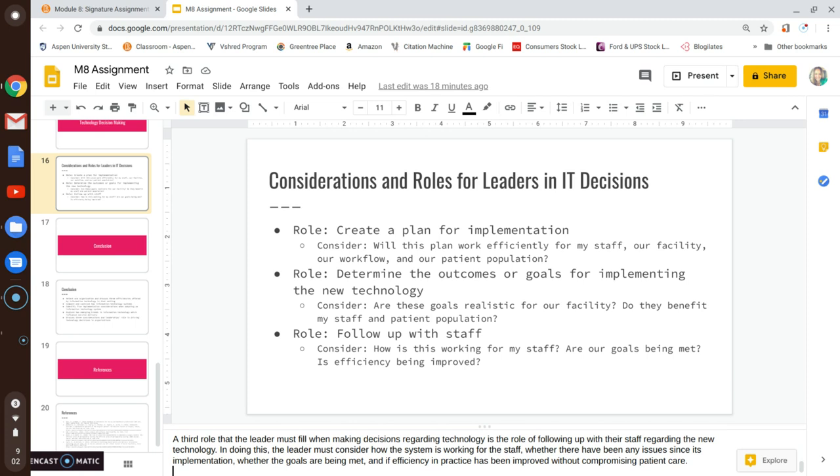A third role that the leader must fill when making decisions regarding technology is the role of following up with their staff regarding the new technology. In doing this, the leader must consider how the system is working for the staff, whether there have been any issues since its implementation, whether the goals are being met, and if efficiency in practice has been improved without compromising patient care.